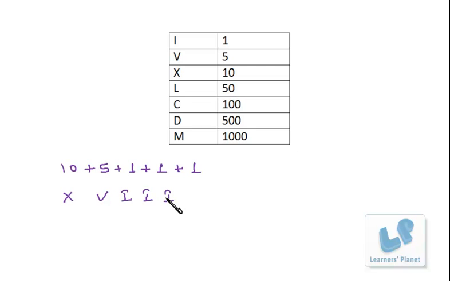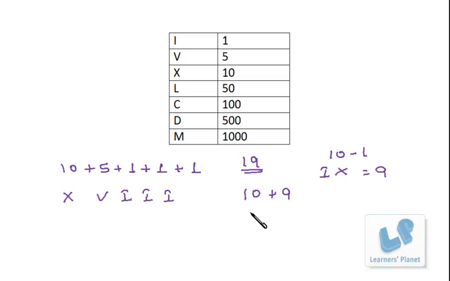Now further a twist. If I have to write 19, then what will I do? Further, we cannot repeat I 4 times. So what do I have to do? I have to write 10 plus 9. Now how do I write 9? We have already learned that 9 is 10 minus 1. Now what is 10? That is X. And if I write I on the left side of X, I'll be getting 9.